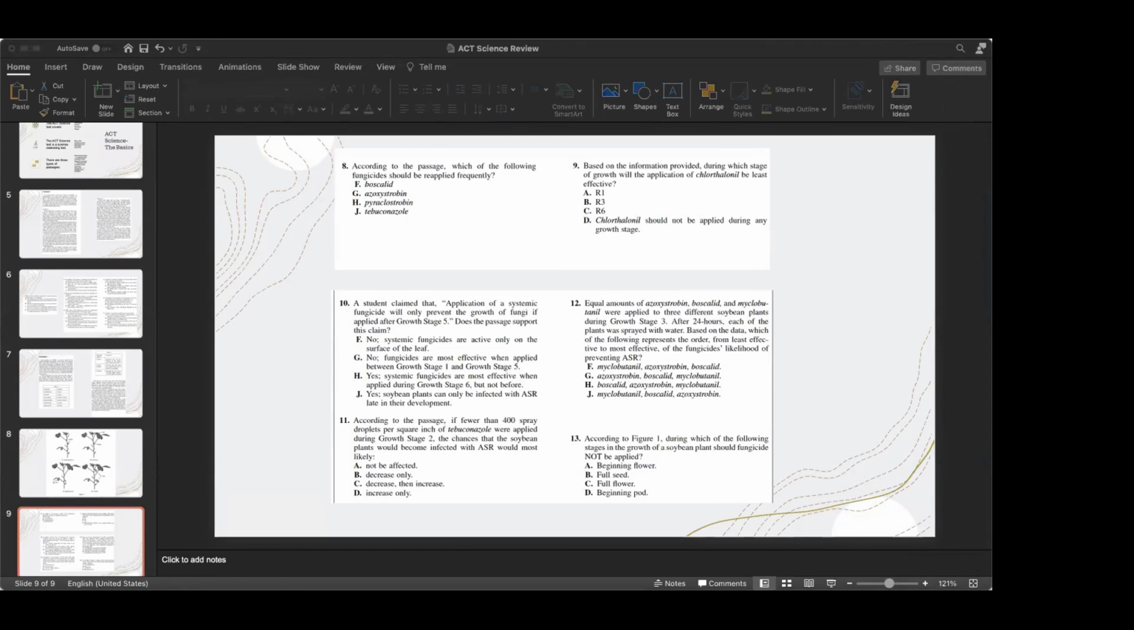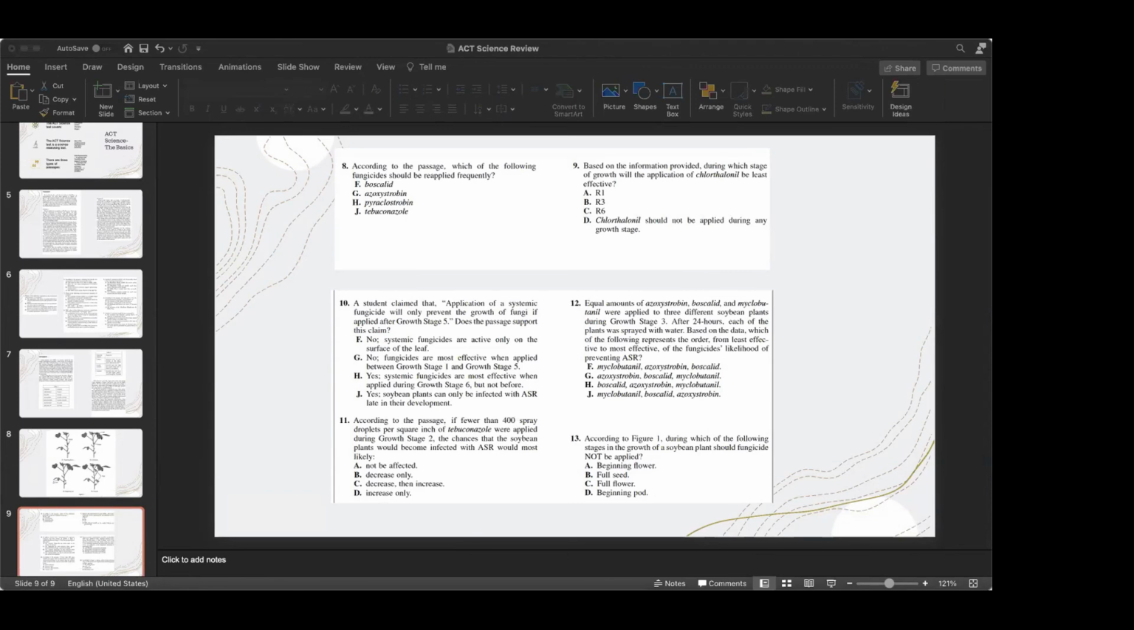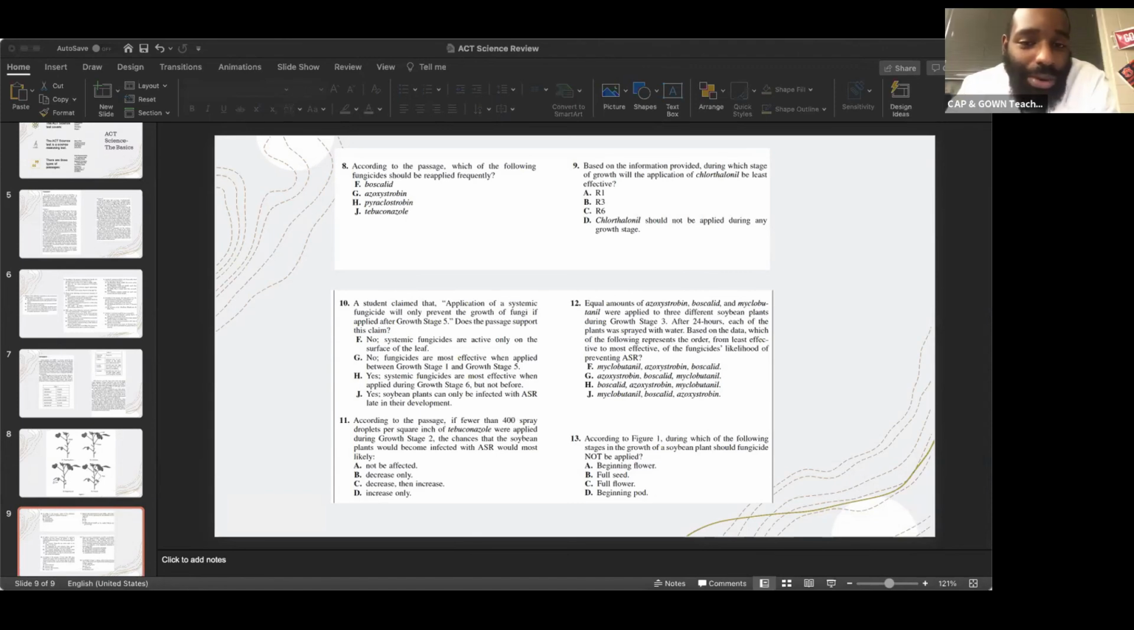Yeah, because if it was at the full flower, then it would be past the R5 stage, right? Okay, that's pretty good. All right. So C is a possible option. Is there a better choice? So C is not correct.